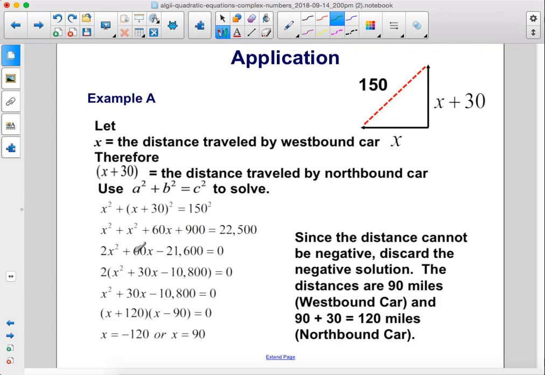When we solve this, we get it into the quadratic equation just like this, and we can then solve this by factoring, and we see that there are two solutions, where x equals negative 120 or x equals 90. But since the distance cannot be negative, we can discard the negative solution. The distances are 90 miles, and so x equals 90. Therefore, this distance here is 90 plus 30, which is 120.